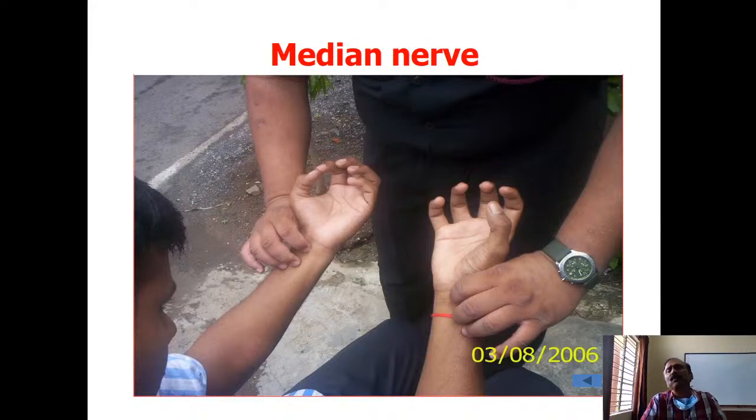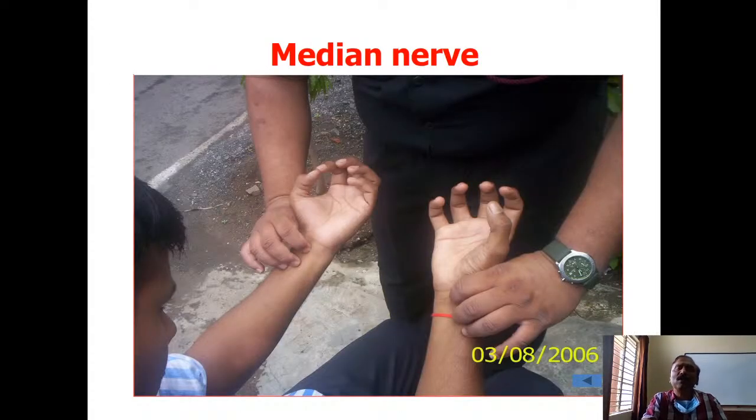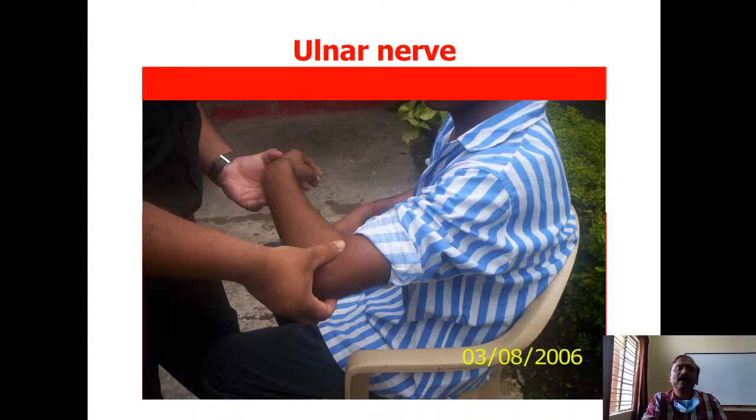So now here is how you would examine the median nerve. As I told you, the median nerve is to be felt medial to the palmaris longus. The palmaris longus tendon is there, and you feel the nerve medial to it. Okay, is that clear? Median nerve. The ulnar nerve you will feel in the ulnar groove, over there.